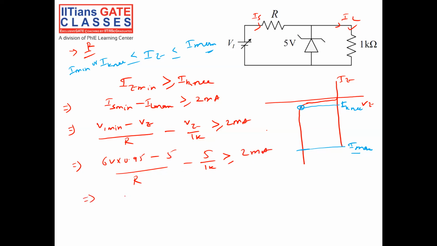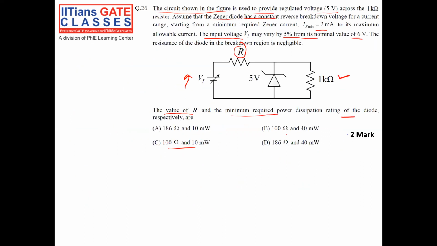This implies R should be less than or equal to 6 into 0.95 minus 5, divided by 2 plus 5, which is 7 milliampere. You have to calculate the value using a calculator. So 6 into 0.95 minus 5 divided by 7 milliampere gives you how much? 100 ohm. Okay, is 100 ohm there in the answer? Yes, 100 ohm is there, maybe C or B is the option.